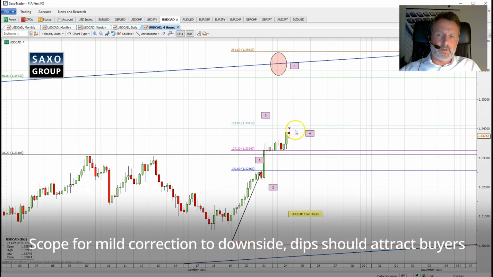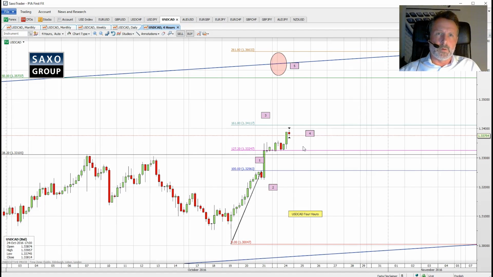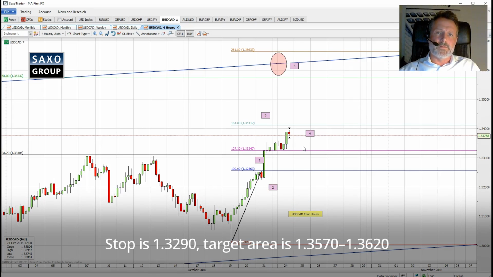There is scope for a mild correction to the downside today, but any dips should attract buyers. So our call is to buy dollar CAD at the market. We'd also look to buy dips towards 133.20, which is our bespoke support. The stop can be placed at 132.90. And the target area this week is 135.70, 136.20.